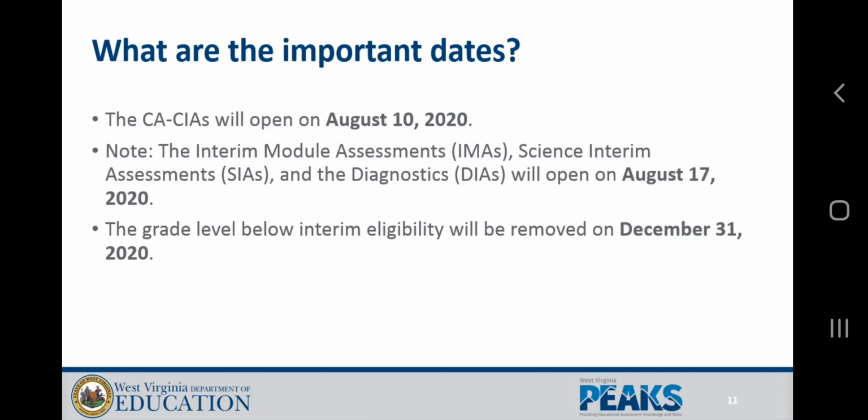What are the important dates? The CA-CIAs will open on August 10th, 2020. Please note, the IMAs, the SIAs, and the DIAs will open on August 17th, 2020. The grade level below interim eligibility will be removed on December 31st, 2020.